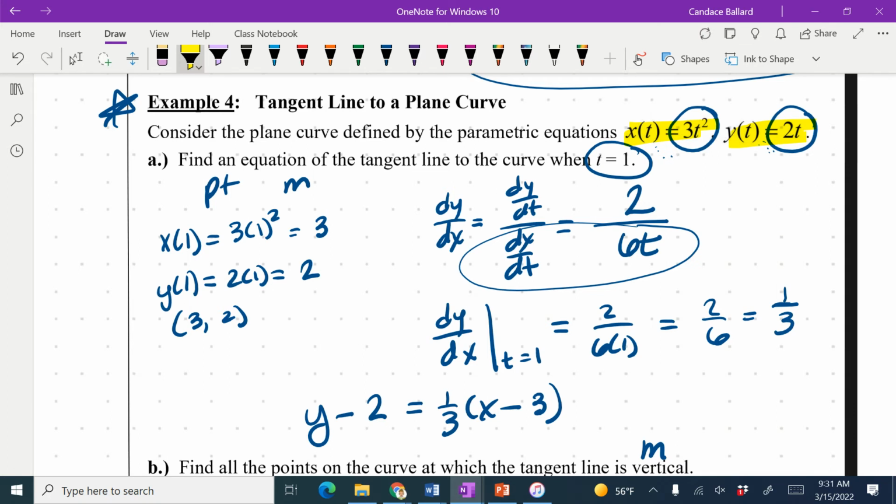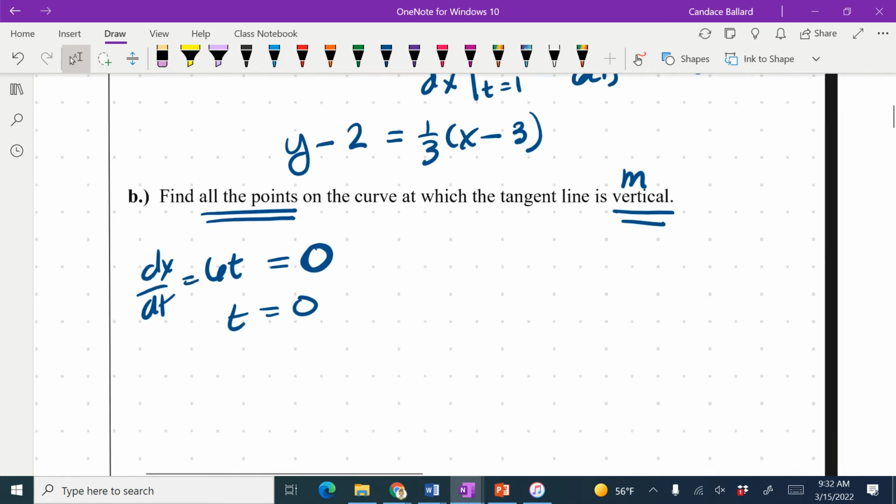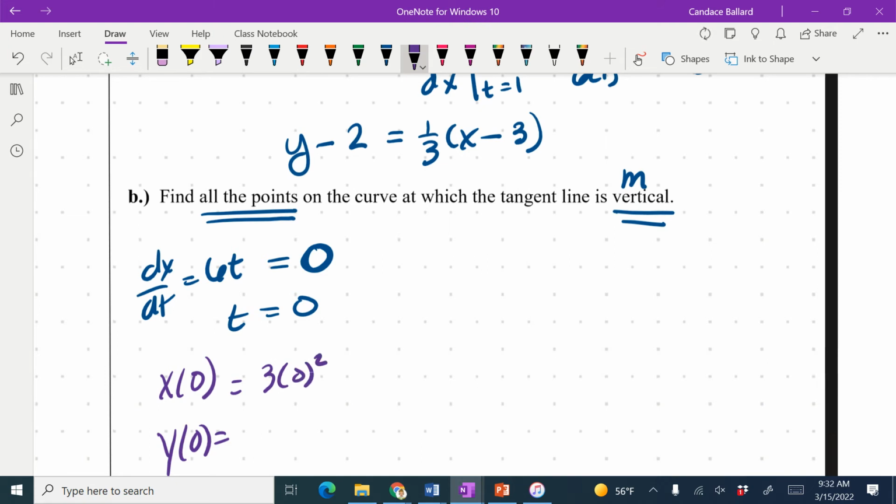And it also has a place for us to plug a t into, because remember, look at the equation of your tangent line. The tangent line doesn't have anything to do with t, does it? It has a spot for x and a spot for y. Okay. All right, so I'm plugging into those two equations we had before, for the x and the y. So x of 0 and y of 0. X was 3t squared, so 3 times 0 squared. And y was 2 times t, so 2 times 0. In this case, what are both of them going to be? 0.